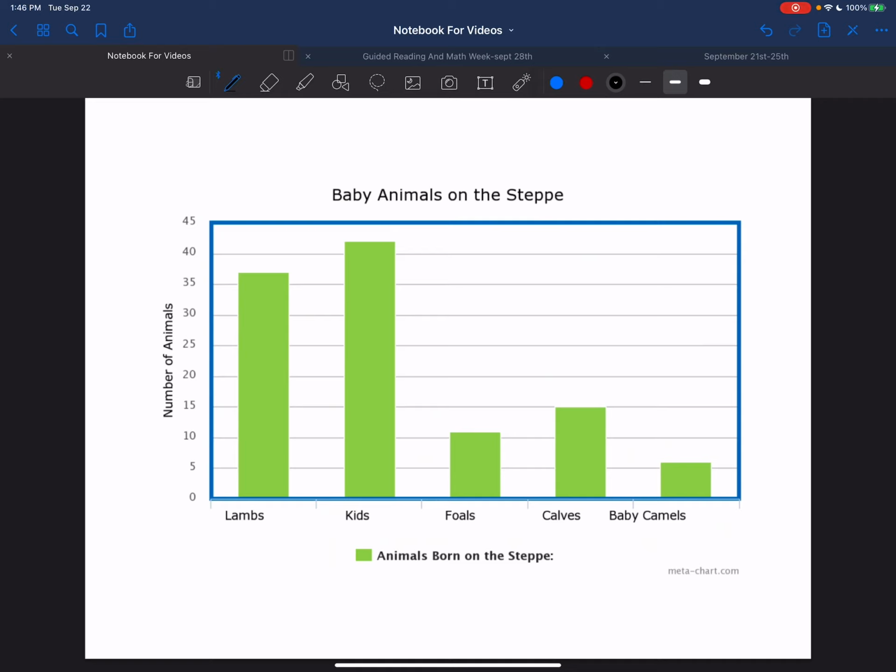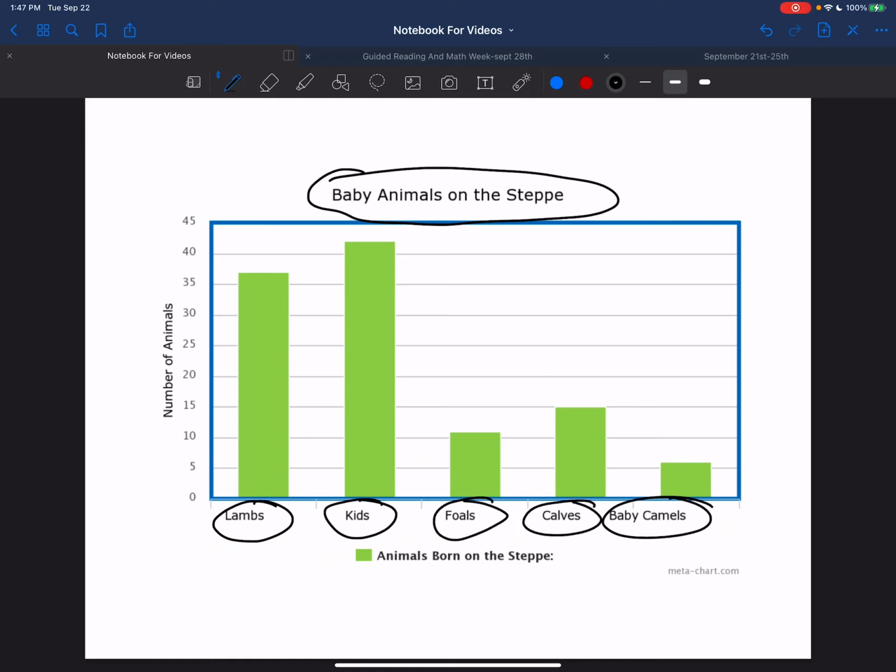Okay, so the very first thing Miss Long likes to do is look at this title. The title of this is Baby Animals on the Steep. So I know I'm talking about baby animals and I'm probably talking about how many of each type. Next, I look at my categories. So I have lambs, kids, which are baby goats, not children, foals, calves, and baby camels.